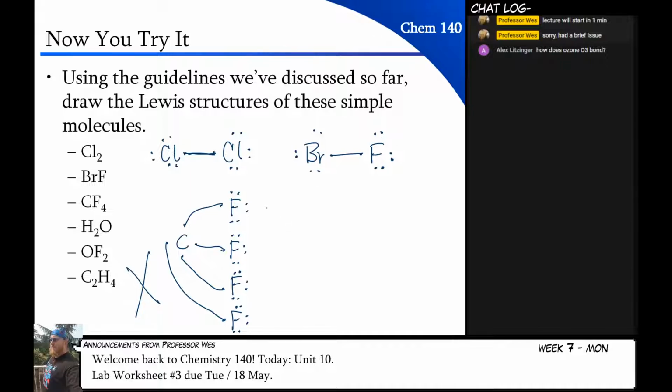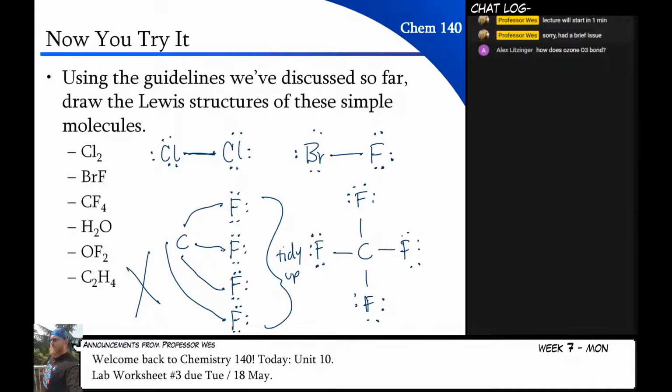So now what we have to do is tidy up. So we will tidy up. And then I will get a structure that looks like the correct structure, which would be this. And once you get to this point, you can just put the dots in. And there you go. So that's the structure for CF4.